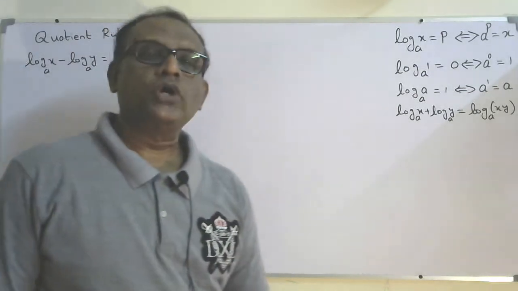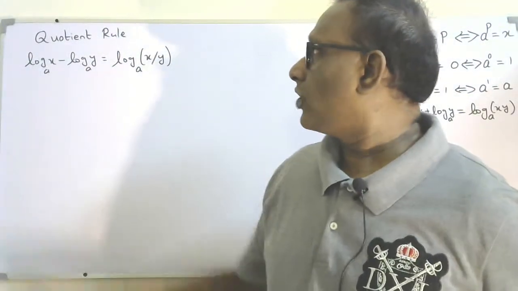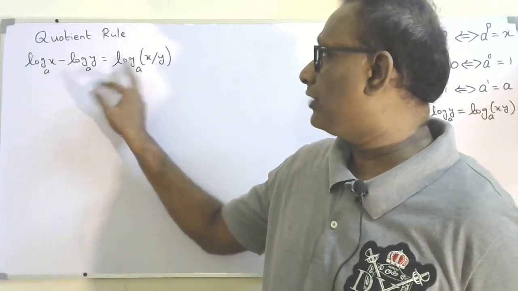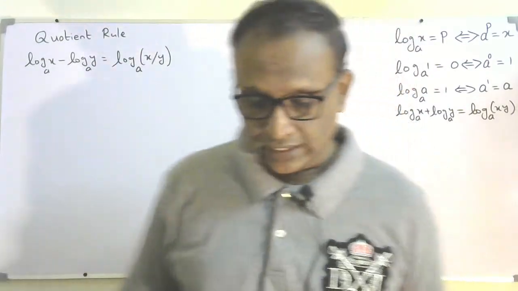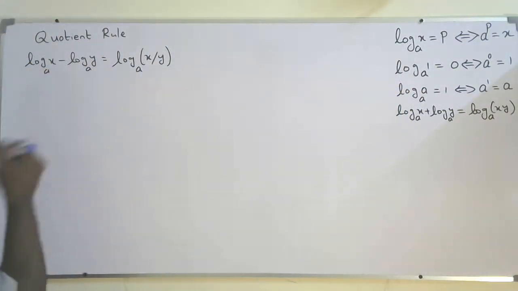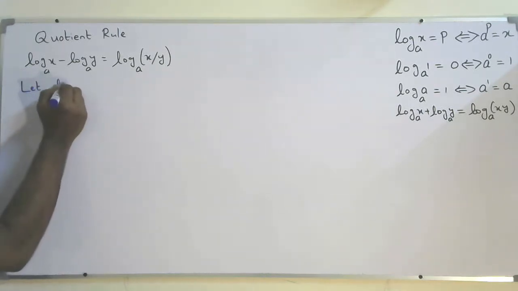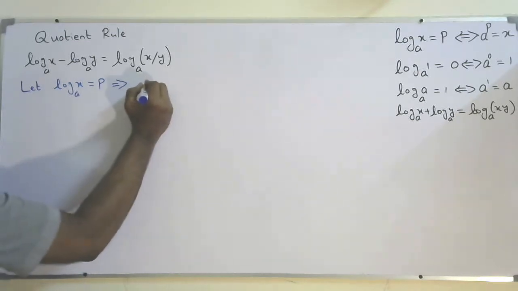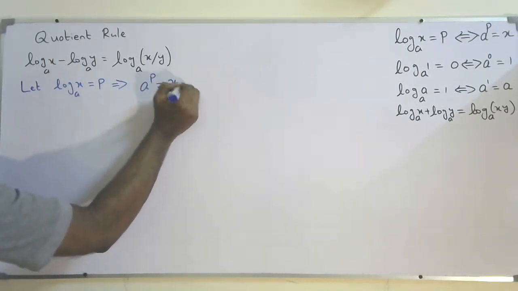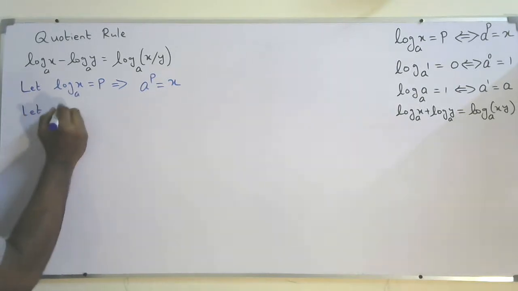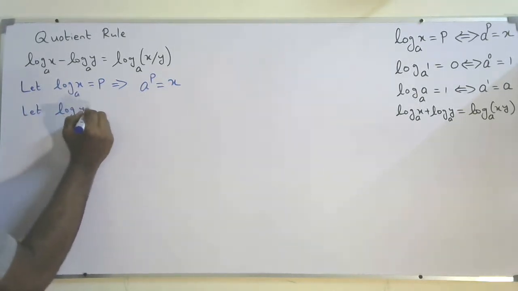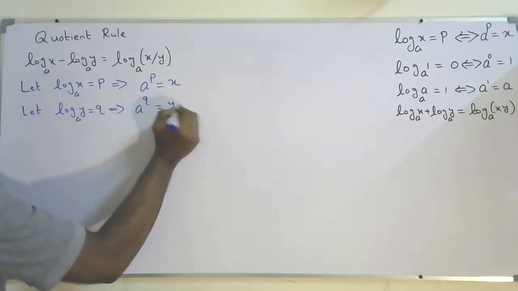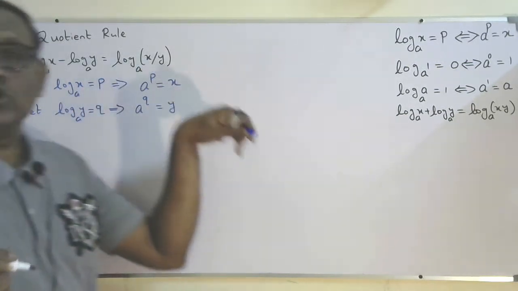Okay, the second rule is the quotient rule, or the ratio, that says log a of x minus log a of y equal log a of x over y. Okay, how to derive this one? Let log a of x equal p. So from this I can say a to the power p equal x. Let log a of y equal q. That means a to the power q equal y. Now look at here, I need x over y.